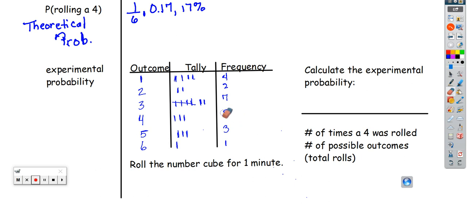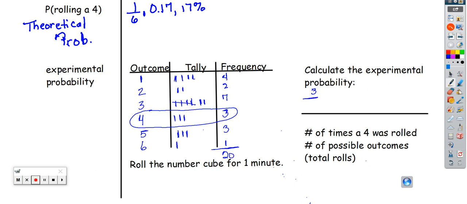Now we are able to calculate our experimental probability. First, we need to put how many times did we roll a 4? Remember favorable, what happened that you wanted to have happen, goes in the numerator. So 3 times we rolled a 4. The denominator is the number of possible outcomes, the total number of rolls. So how many times did we roll? 6 plus 7 is 13. 13 plus 6 is 19, 20. So we rolled 20 times.